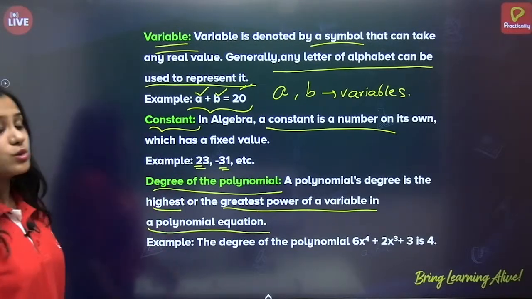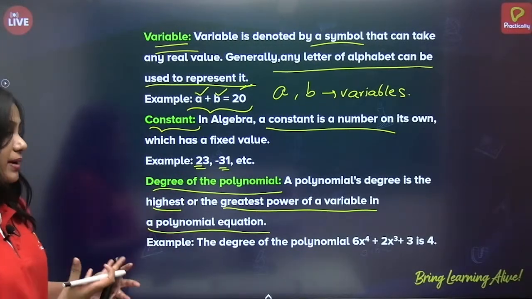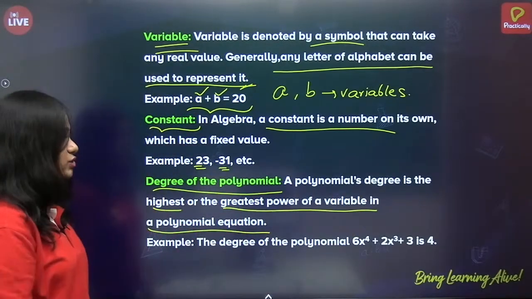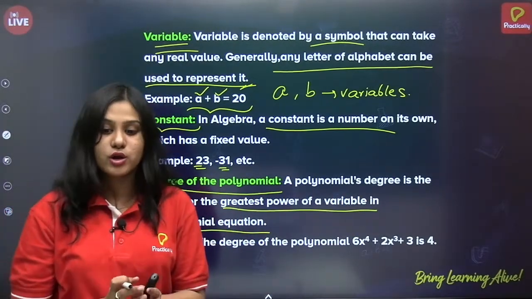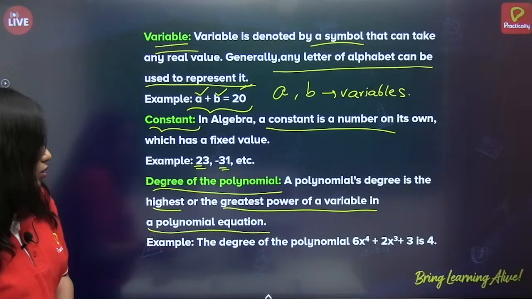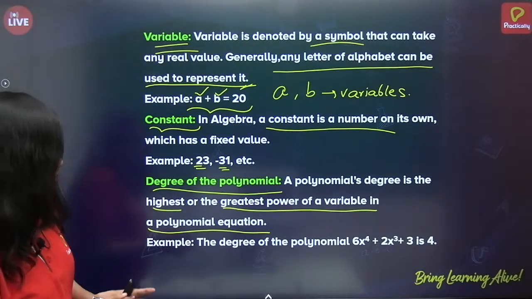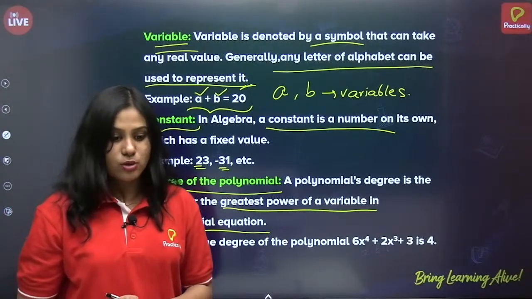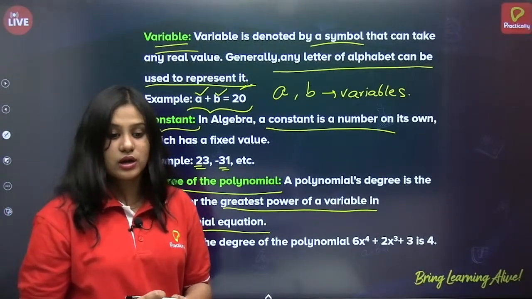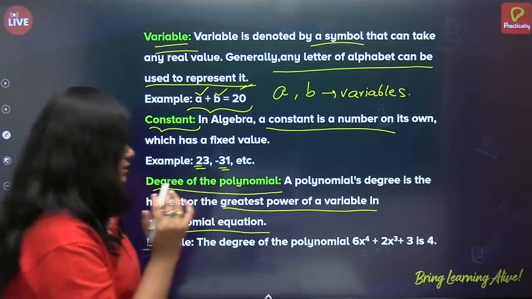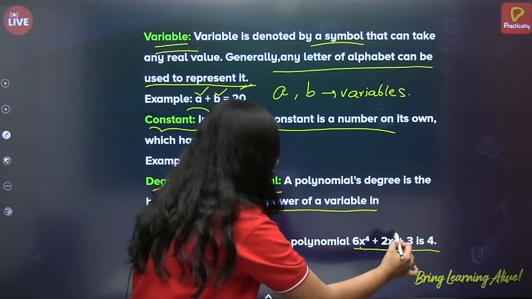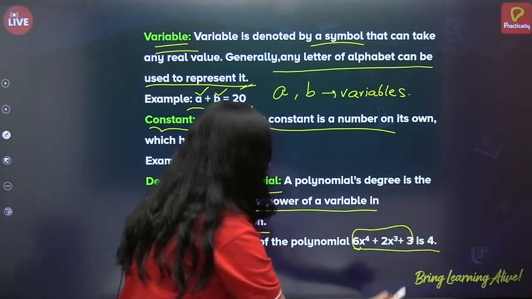Okay, so again, let us see what is meant by the statement. A polynomial's degree is the highest or the greatest power of a variable in a polynomial equation. Okay, Zombie Shots says 7. Alright, so let us see. Here it is 6x power 4 plus 2x cube plus 3. This is our example given.